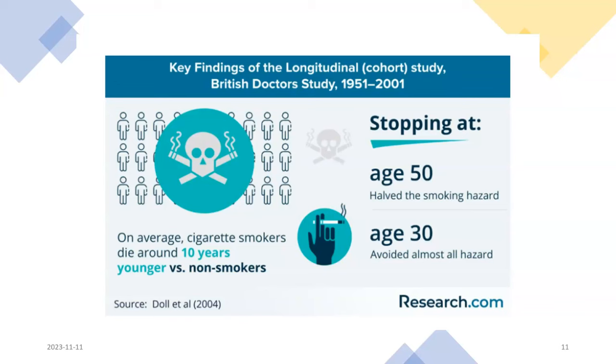So, it is from 1951 to 2001, and then doctors had observed this phenomenon, and they came to the conclusion that stopping at the age of 50 halves the smoking hazard. But if you stop at the age of 30, you avoid almost all the hazards, right? So on average, cigarette smokers die around 10 years younger with respect to non-smokers. So this is the evidence, or the results that we got from the experiments from this cohort.